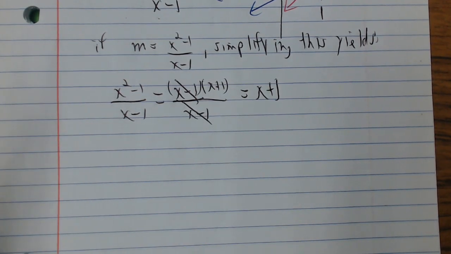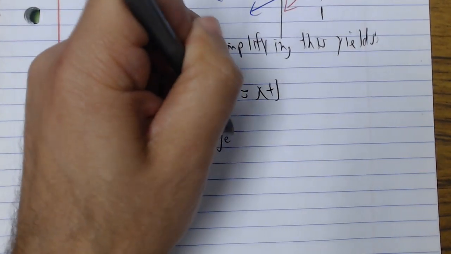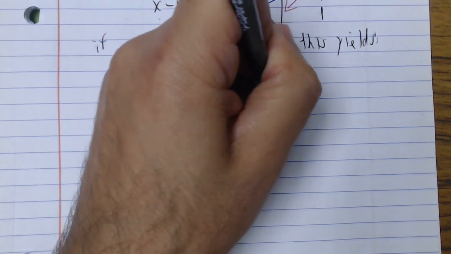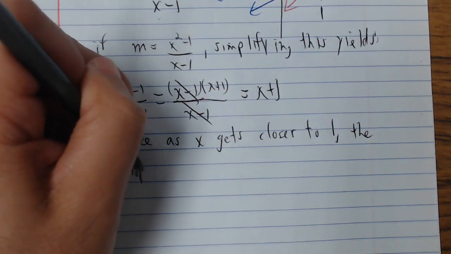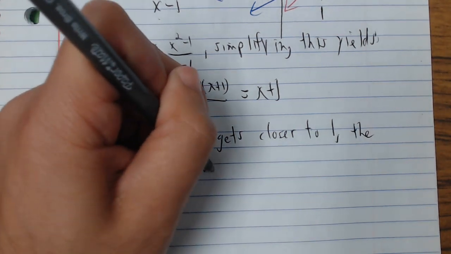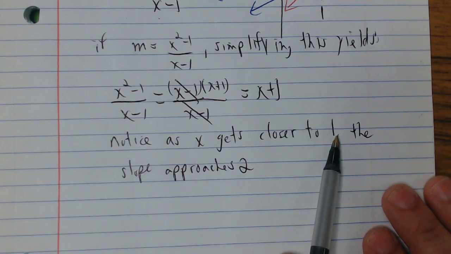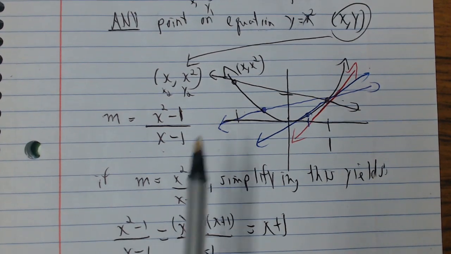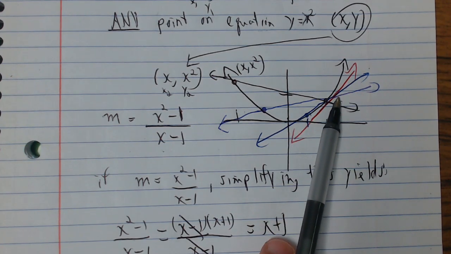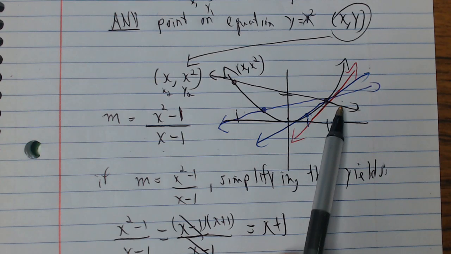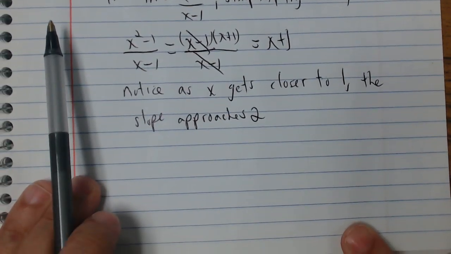So what we notice here is that as x gets closer to 1, the slope approaches 2. What does that mean? Now let's stop here for a minute. Let's go back to this picture. What we noticed is that as these points got closer to 1, the slopes of my secants got closer to the slope of the tangent. And so this is the visual representation of what's happening here.